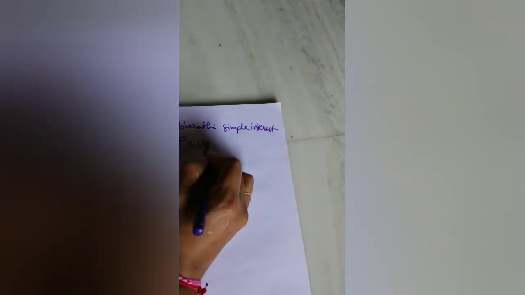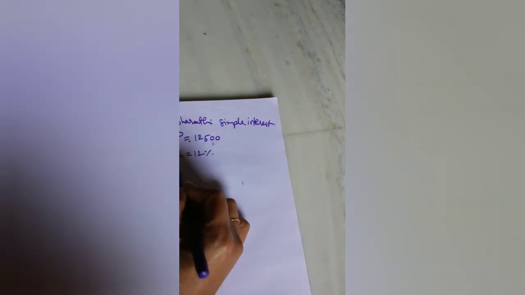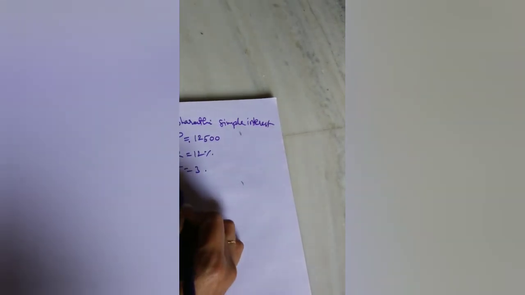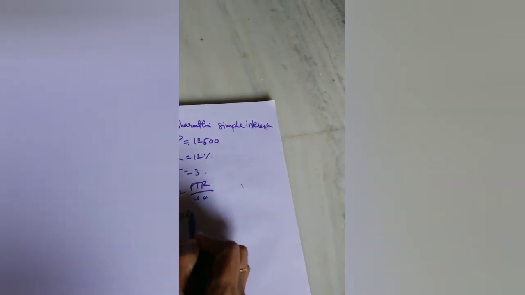P is given, R is given, T is given. Using I is equal to PTR by 100, find the interest, and then the amount, P plus I. We'll get some amount. But they asked only for the interest, no? So find the interest. This is enough. Here you got the interest.